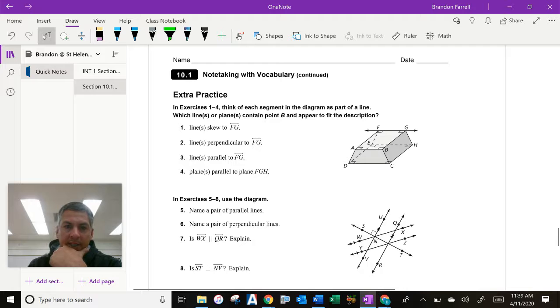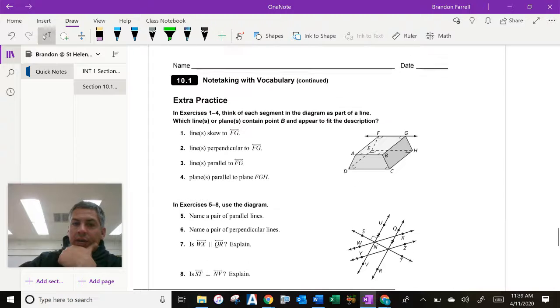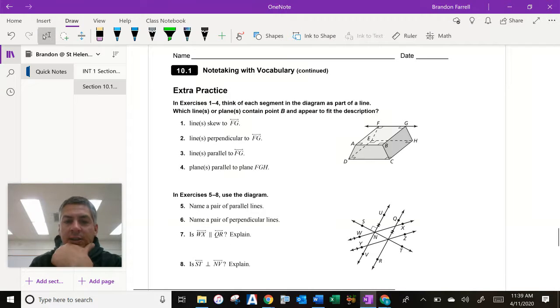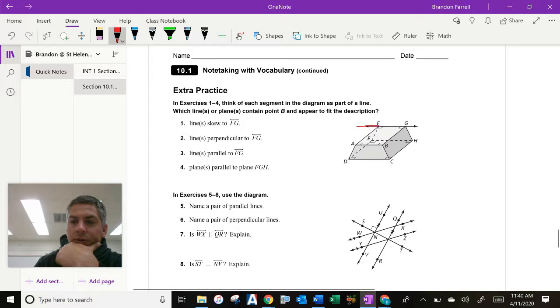So basically what we're going to be doing is these extra practice worksheets. So we've talked about skew. You've read about skew lines, perpendicular lines, parallel planes, and things of that nature. So this page in section 280 is going to be what we're going to be doing for practice. We're going to be focusing on the line FG, and we want to make sure that as I draw FG, we focus right on that because that's what we're going to be talking about.